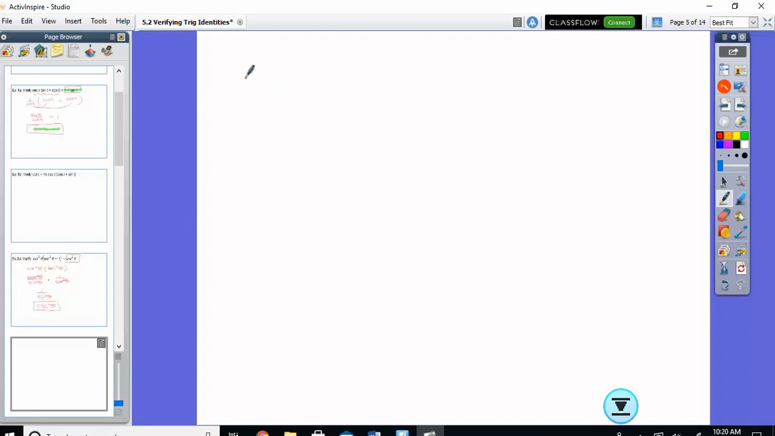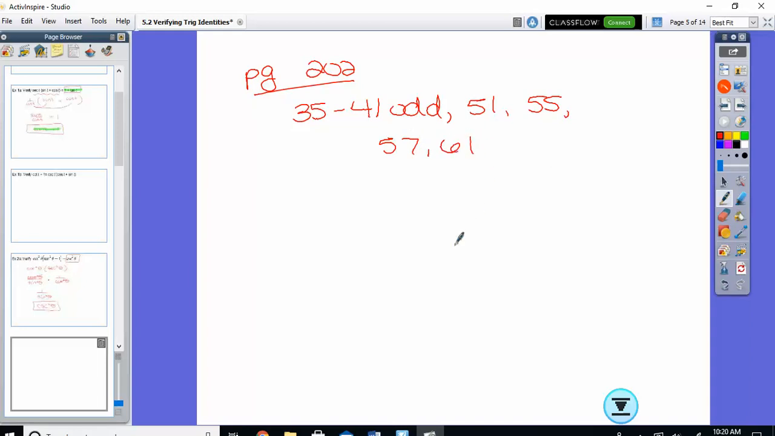So on that same page that we've been doing problems on, page 202, I want you guys to do 35 through 41 odd, 51, 55, 57, and 61. So that's 8 problems, and you've got about 15 minutes right now to start those.